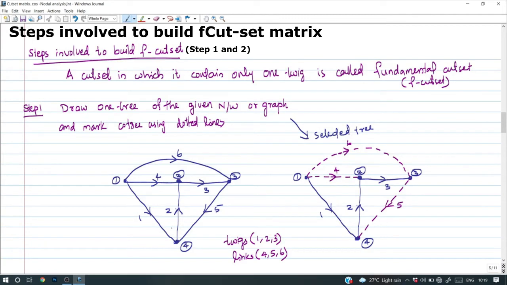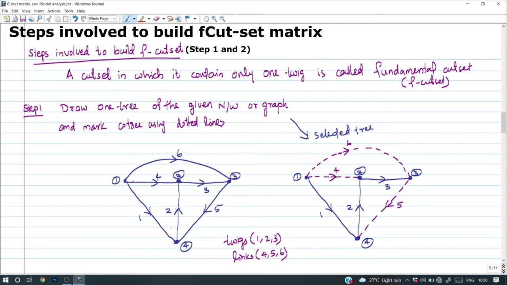So that line which divides the graph into two parts is known as a cut set. A cut set which contains only one twig is called a fundamental cut set or F cut set. What is a twig? Twigs are the branches of a tree. So in order to build the F cut set, the fundamental cut set, of a given graph, we need to draw any tree of the graph. So this is the complete graph.